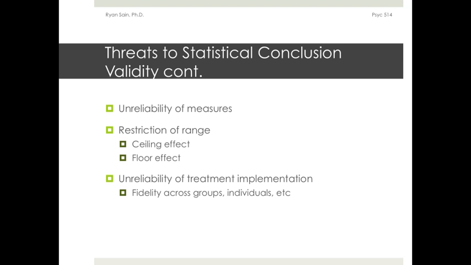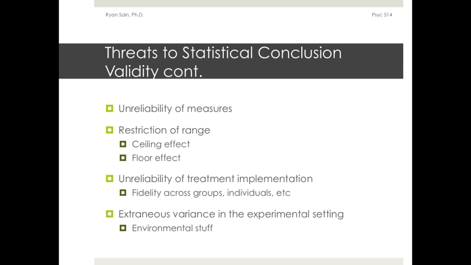Unreliability of treatment implementation. All right? Was the treatment done correctly? Was there fidelity across groups? In other words, let's say you've got 50 people in your independent variable condition and 50 people in your control condition. The question is, did you treat all 50 people exactly the same with that treatment? Did you do the same thing? This is why we standardize procedures and standardize the instructions on tests and things like that. That way we're making sure that everybody gets treated the same. It's called treatment fidelity. Was the treatment implemented the way it was supposed to be implemented?